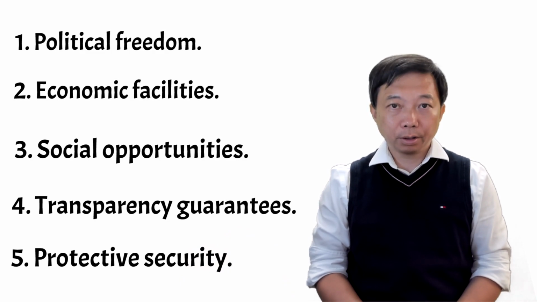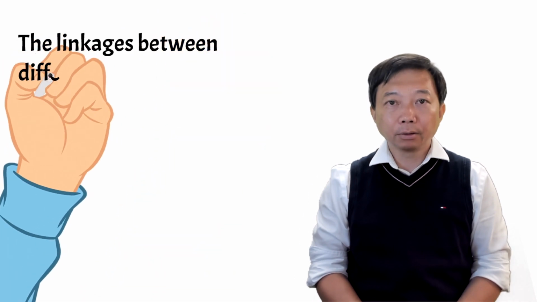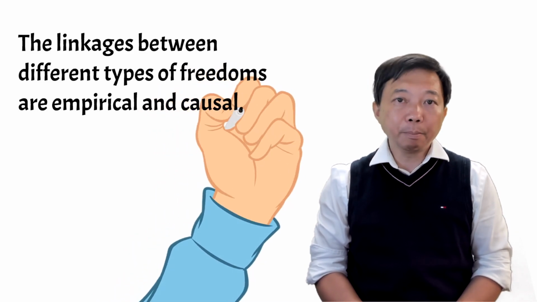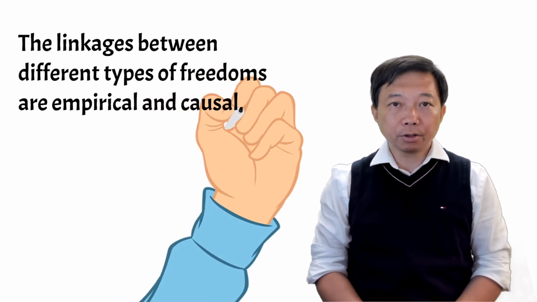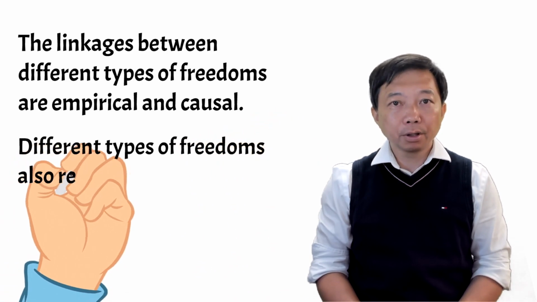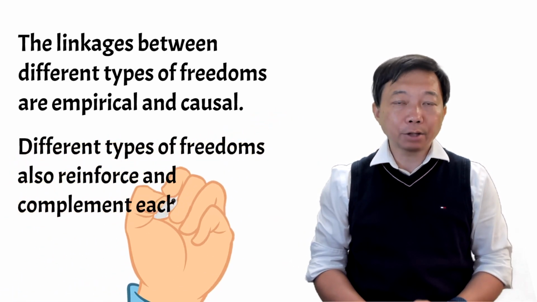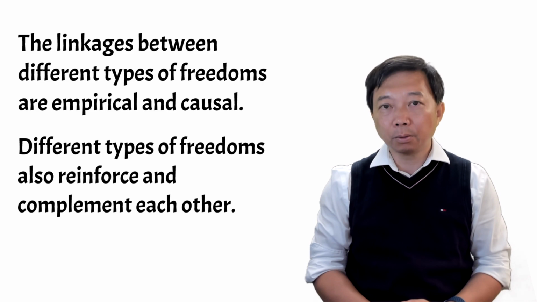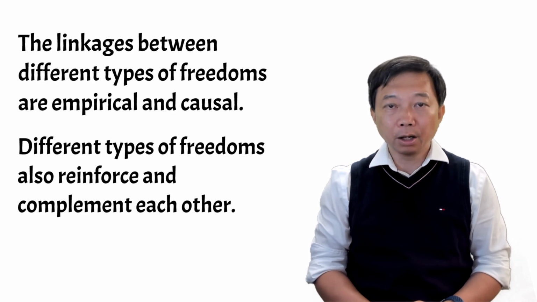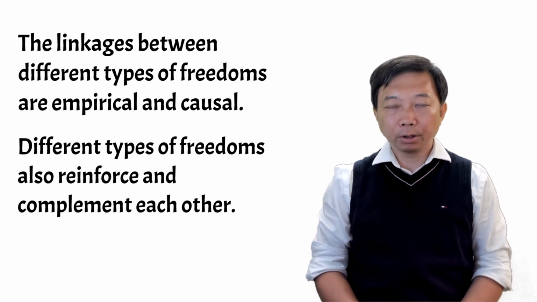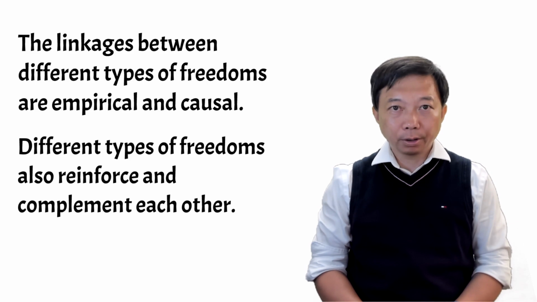The linkages between different types of freedoms are empirical and causal. There is strong evidence that political freedom and information transparency are interdependent. Different types of freedoms also reinforce and complement each other. For example, access to education and healthcare complements individual opportunities for economic and political participation, and also helps to foster people's initiative to overcome poverty. People's participation in public affairs and voting rights help improve education and health standards.